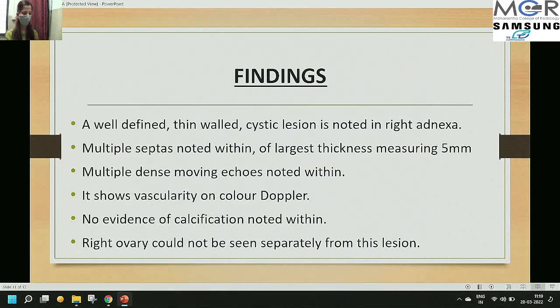So the findings are a well-defined thin-walled cystic lesion in the right adnexa. Multiple septas noted within of average thickness 5 mm. Multiple dense moving echoes noted within. It shows vascularity on color Doppler. No evidence of calcification noted within. Right ovary could not be seen separately from this lesion.